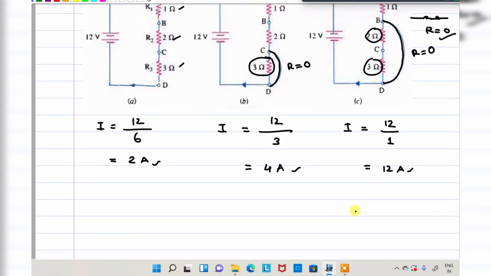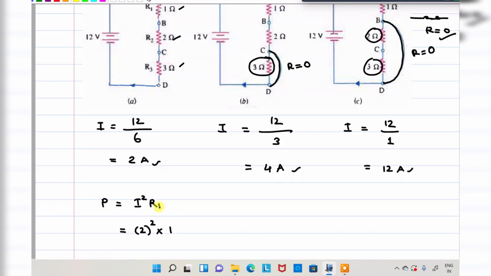Coming to here, whenever current increases, what about the power? P is equal to I square R. I square R is nothing but heat, the heat developed by the resistance in the circuit. So P is equal to I square R. What is I? 2, whole square, into what about the resistance?